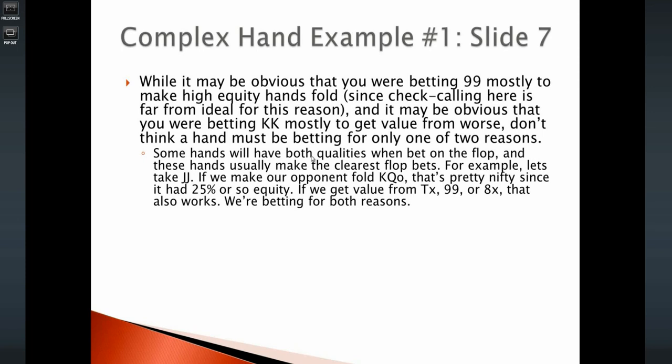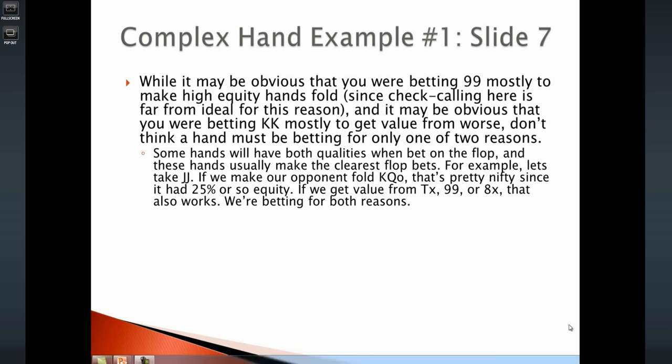So this bet sizing series is going to tie in very, very heavily to the out of position flop play series. And one thing that's usually going to be a trend is if you have a betting range, the hands that kind of make the most obvious flop bets are usually going to be hands that both want to get value from worse and want to make high equity hands fold. It's not always going to be one or the other, but usually if you want a starting point, if you see a hand is both vulnerable and strong and wants value, like pocket jacks on a 10 high board, that's usually going to be a hand that's almost always going to be betting out of position.